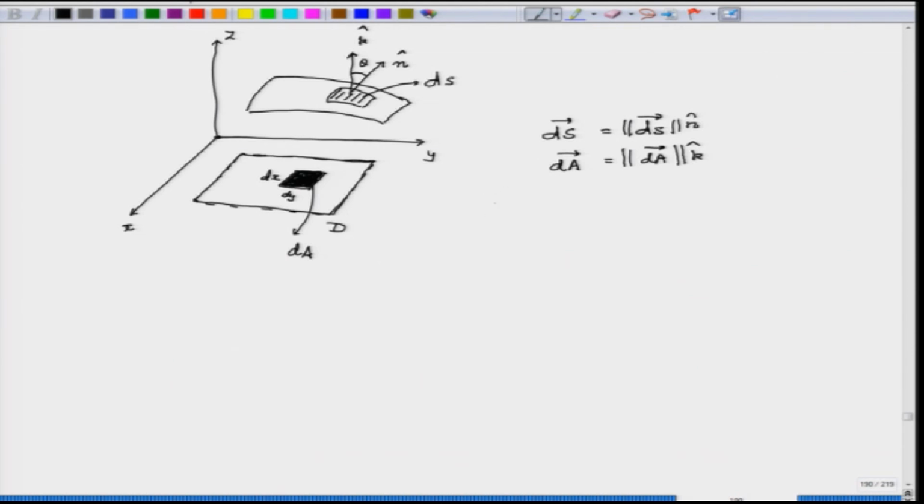So, along the k vector lies this dA area, the magnitude of dA, which is dx dy. And along the n vector lies what? Along the n vector lies the ds, the magnitude of ds, and that times cos phi, that is what happens. So, dA is dx dy, so dx dy is ds into cos phi. So, ds is equal to dx dy into cos phi.